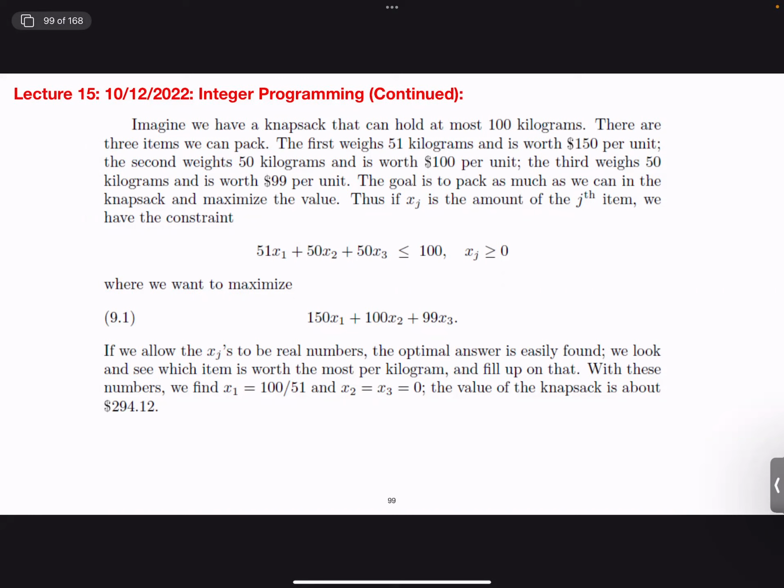So you have a knapsack that can hold at most 100 kilograms. There are 3 items we can pack. The first weighs 51 kilograms and is worth $150 per unit. The second is 50 kilograms and it's worth $100 per unit. And the third weighs 50 kilograms and is worth $99 per unit. So as soon as you see this, what is the first thing you deduce? So we have 3 items. They weigh 51, 50, and 50 kilograms, and their values are 150, 100, and 99.